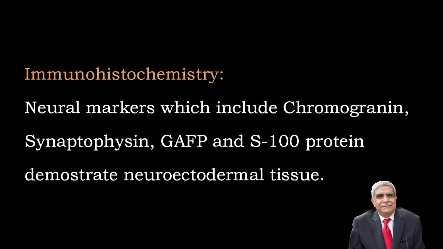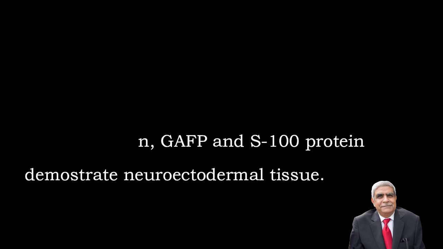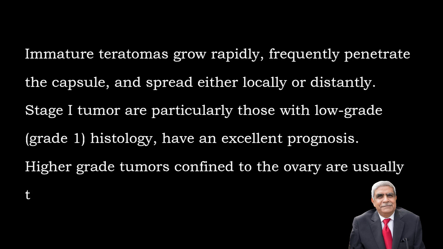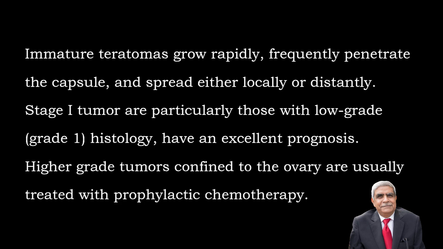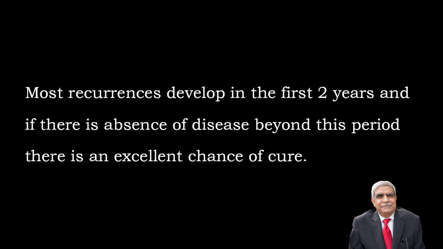Immunohistochemistry: the most important immature tissue is the neural tissue. So the neural markers chromogranin and synaptophysin, GFAP and S100 protein demonstrate neuroectodermal tissue. As we know, immature teratomas are rapidly growing lesions; they frequently penetrate the capsule and spread either locally or distantly. Stage 1 tumors, particularly those with low-grade histology, have an excellent prognosis. High-grade tumors confined to the ovary are usually treated prophylactically with chemotherapy. Most recurrences develop in the first 2 years, and if there is absence of disease in this period, there is an excellent chance of cure.